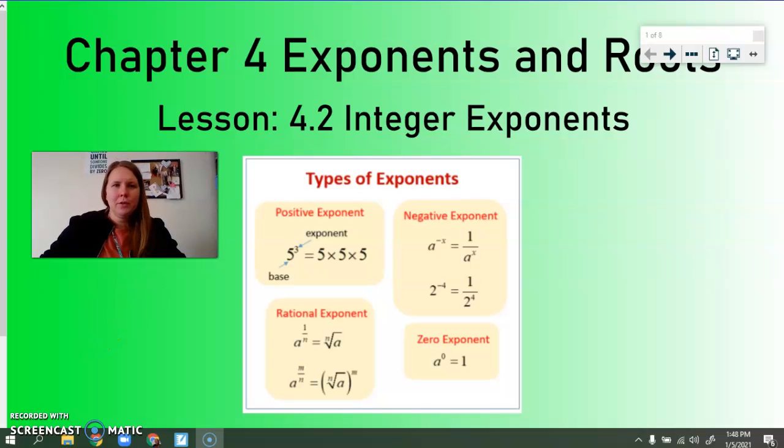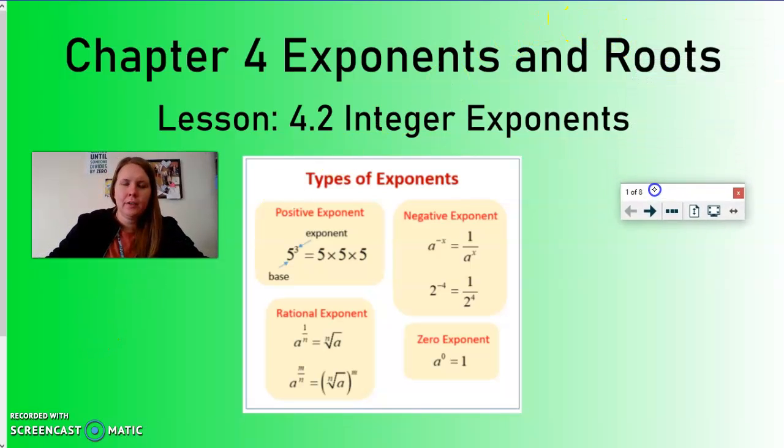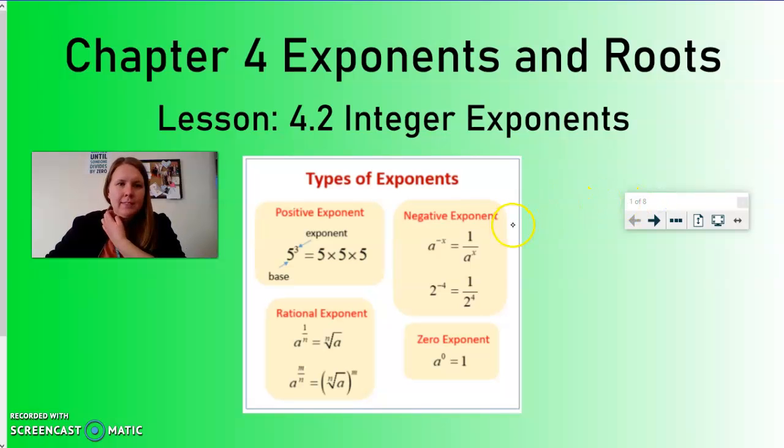Hello and welcome to our second lesson here in Chapter 4. This second lesson is all about integer exponents. We talked about in the last one your basics of your exponents, understanding how to evaluate them as well as write them in exponential form and solve them within some different kinds of order of operations problems.